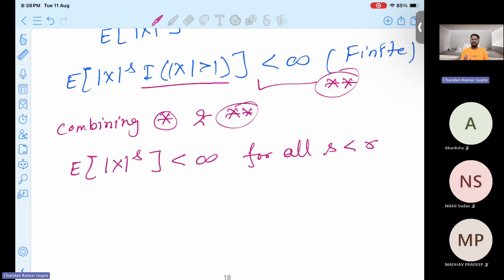So this implies that if the higher order moment exists, then the lower order moment must exist as well. That means if the expected value of X to the power R exists, this implies the expected value of X to the power S exists for all values of S less than R. So this proves the theorem, the property.